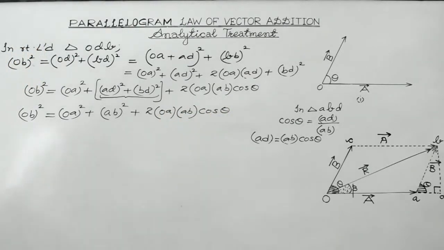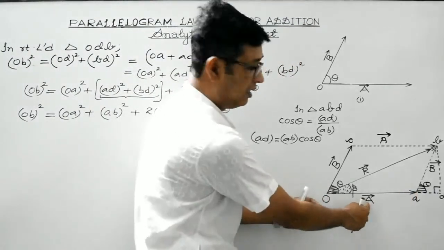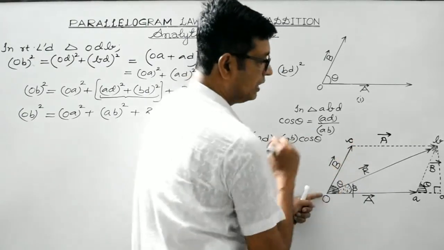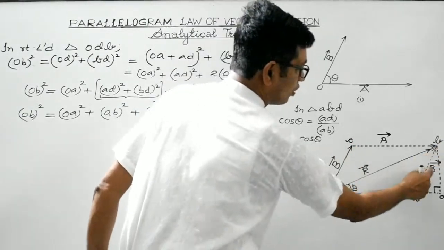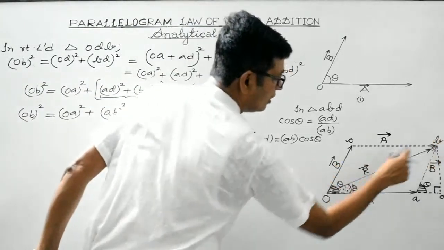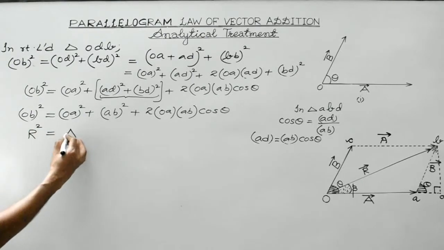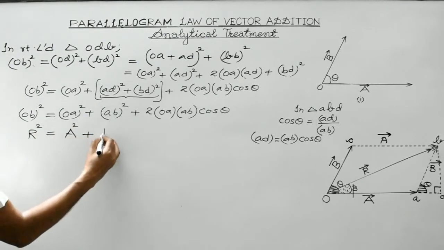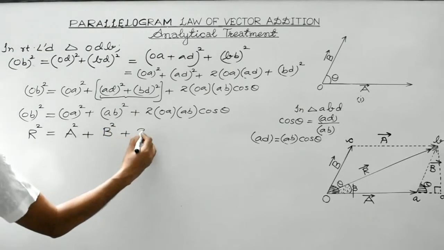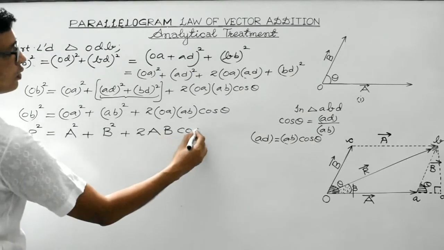Clear, students? Now let's substitute the values. We are aware the magnitude of OA is A, the magnitude of OC is B, and the magnitude of AB is also equal to B. And the magnitude of OB is R. So what you get is R square is equal to A square plus B square plus twice A B cos theta.